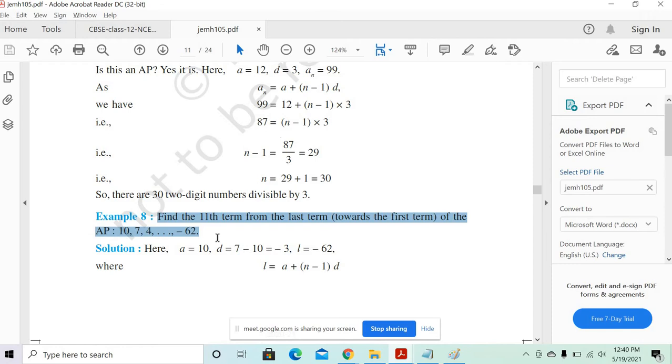From the last term, that means you have to do a reverse AP. So what you can do in this question is reverse the AP. Understood? You can reverse the AP, making the first term minus 62 ... 10, 7, 4. So 4 becomes the last term, minus 62 becomes the first term. And then find the 11th term using the formula an is equal to this one. Understood or not?